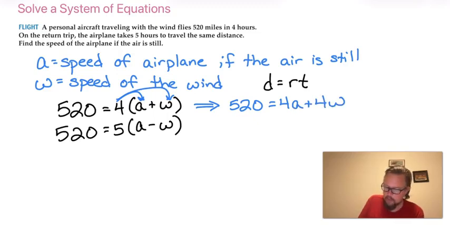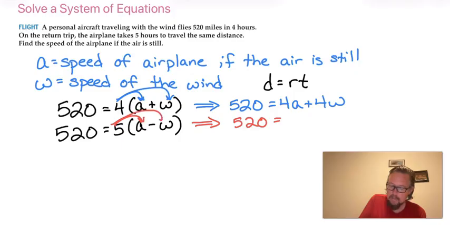And then we'll do the distributive property with the second one as well. And that will be 520 equals 5a minus 5w.